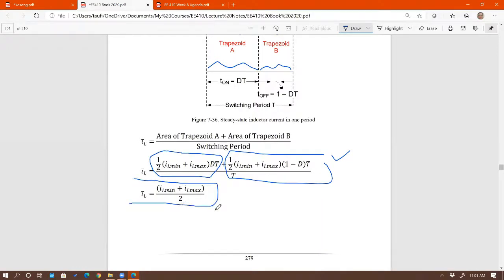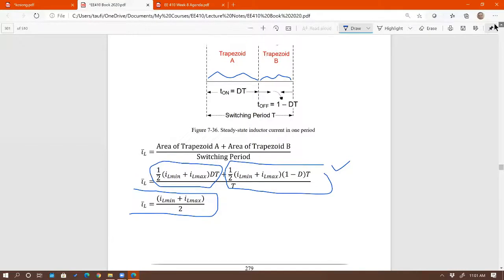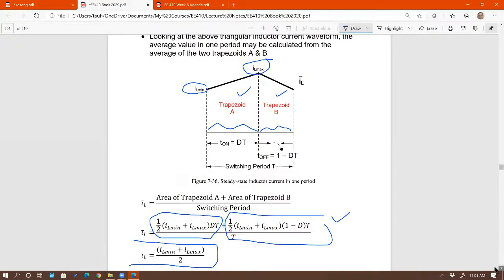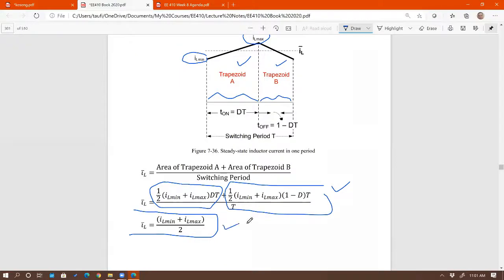And at the end, this is what's important, and then I'm going to be done after this: the average current through the inductor is equal to IL min plus IL max divided by 2. What is IL min again? That's the minimum point of the current right there. What is IL max? That's the highest point of the current. IL min plus IL max divided by 2 gives you the average value of that current.